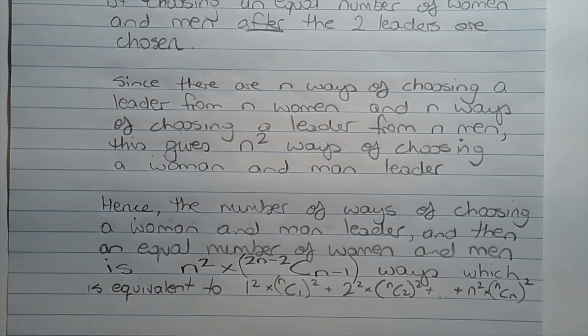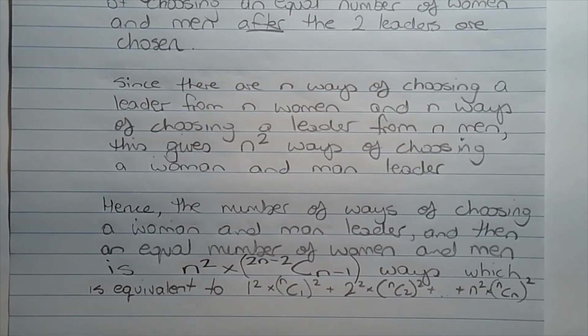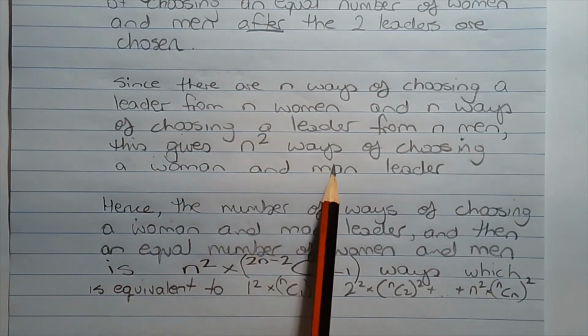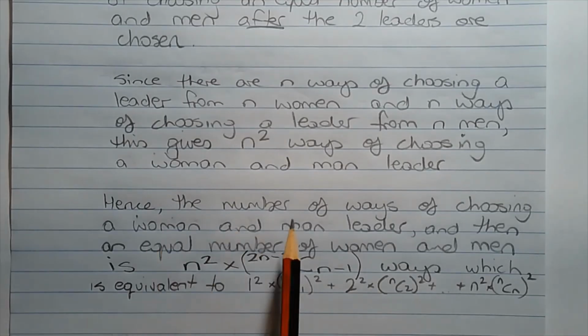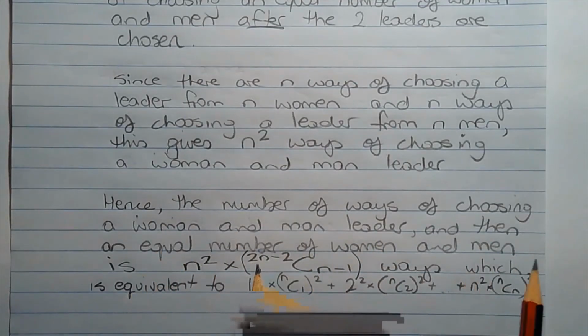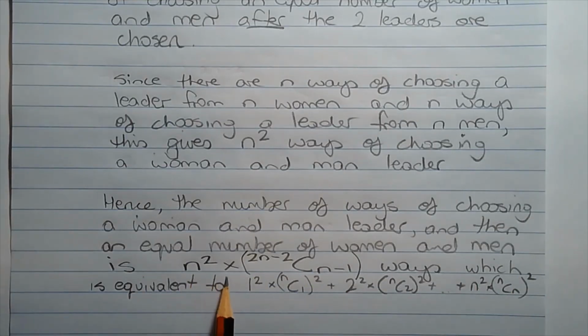Since there are n ways of choosing a leader from n women, and n ways of choosing a leader from n men, this gives n squared ways of choosing a woman and a man leader. Hence, the number of ways of choosing a woman and a man leader and then an equal number of women and men is n squared multiplied by 2n minus 2 choose n minus 1 ways, which is equivalent to 1 squared multiplied by n choose 1 squared, plus 2 squared multiplied by n choose 2 squared, plus ... plus n squared multiplied by n choose n squared.